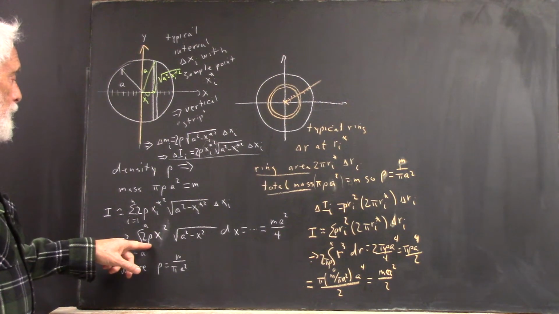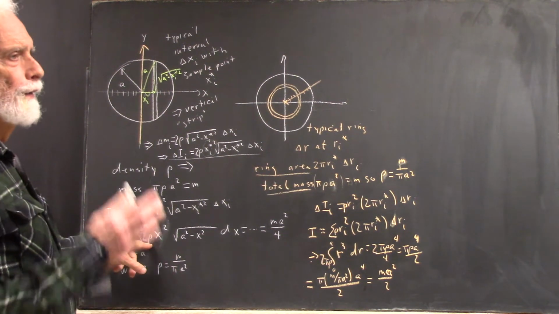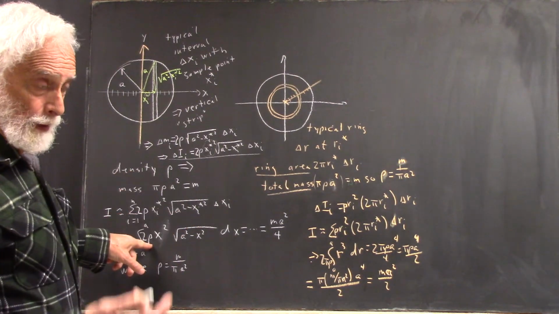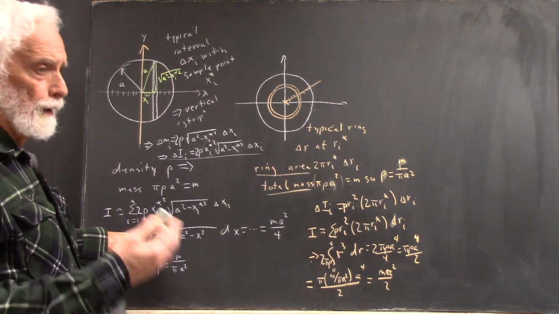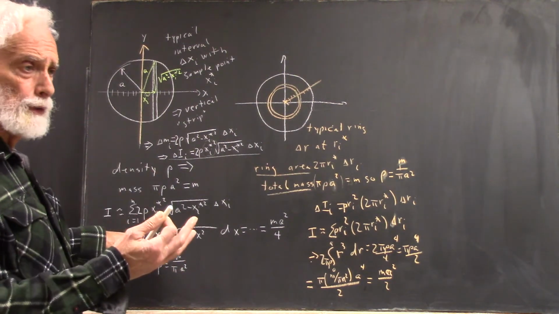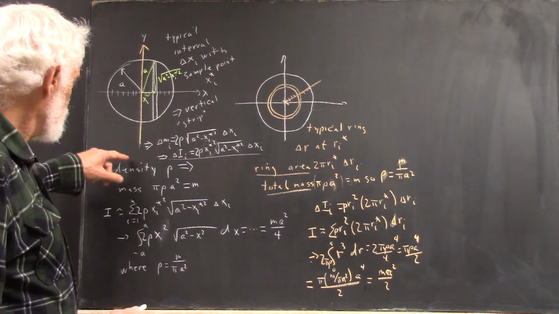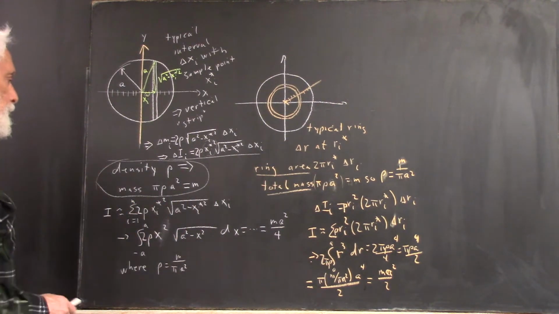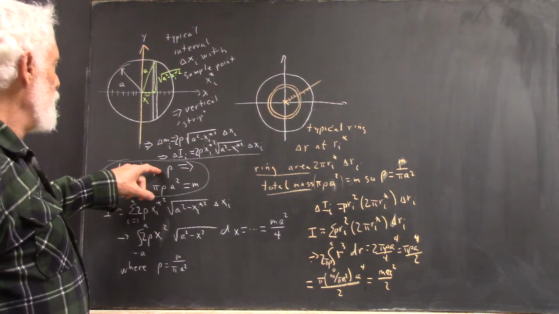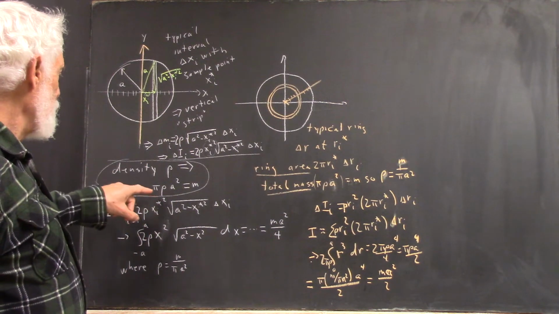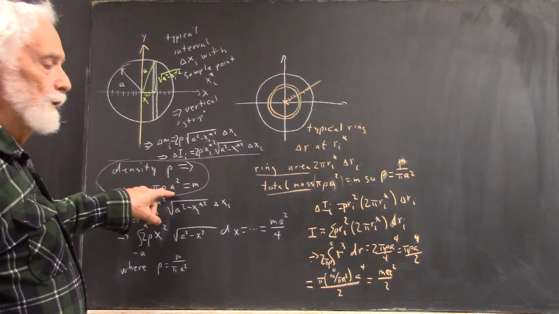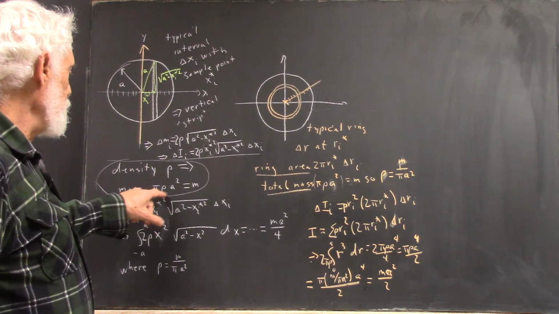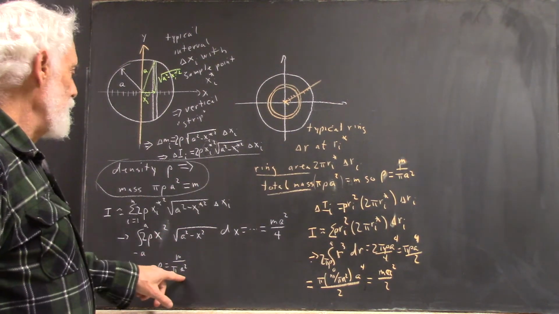But now, let's figure out what the problem asked for the result in terms of the mass m. And the main error I saw was that m was used as if it was the density. So let's look at the correspondence between the density and the mass, and it's very simple. If the density is rho, then the mass is pi a squared, the area, times rho, which is m, so that rho equals m over pi a squared.